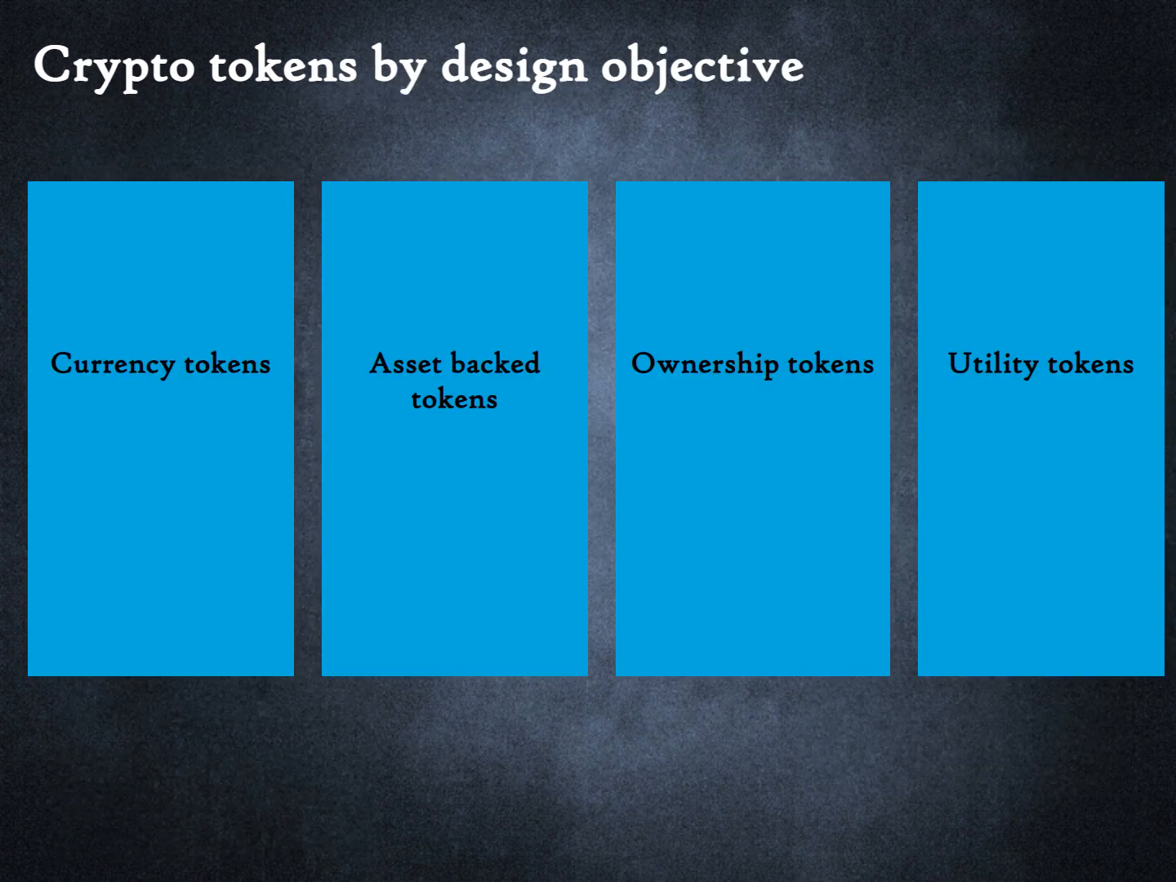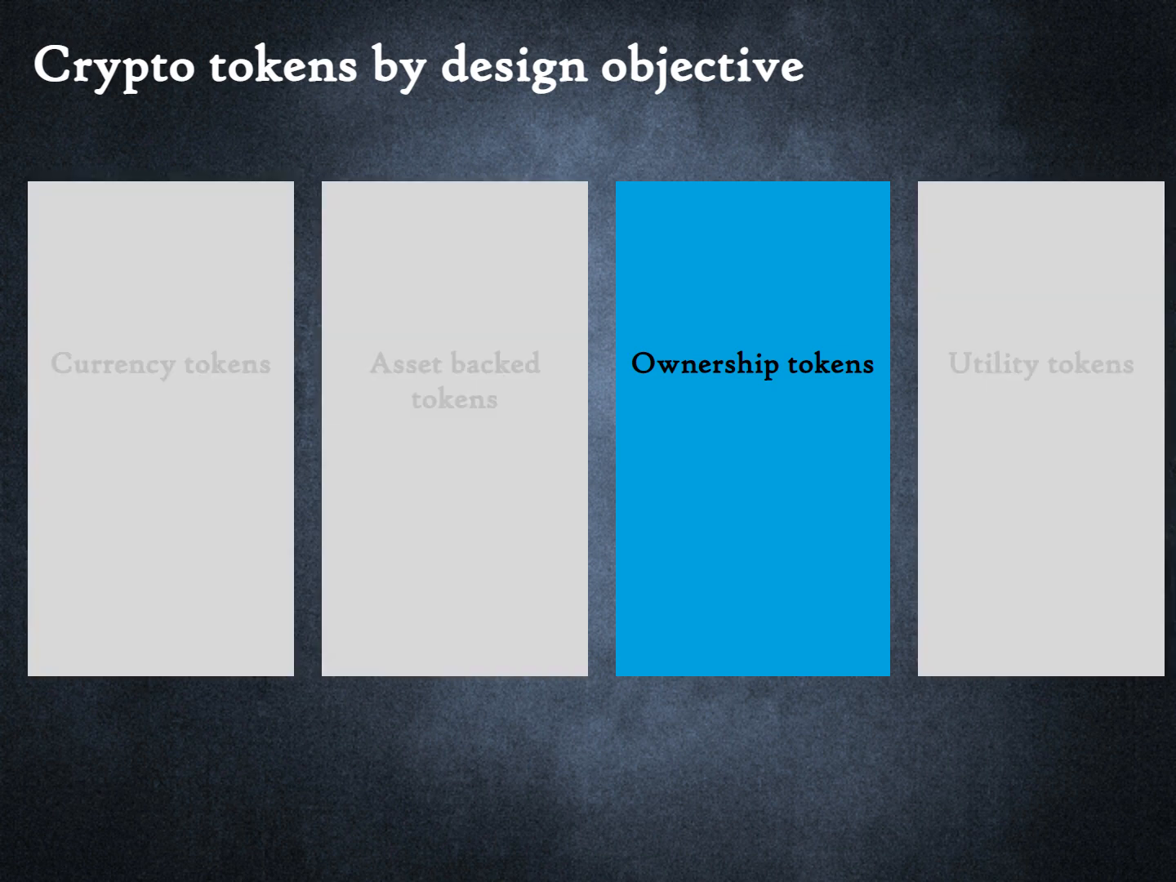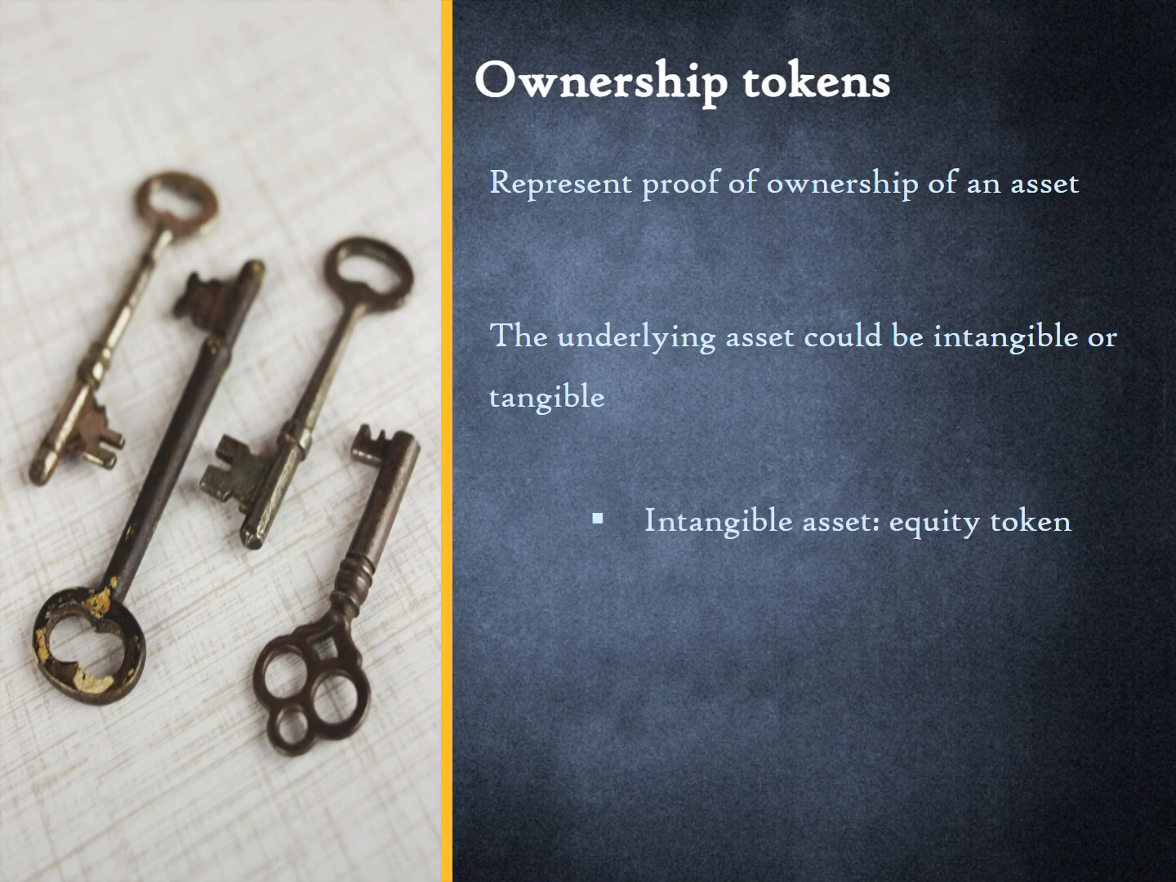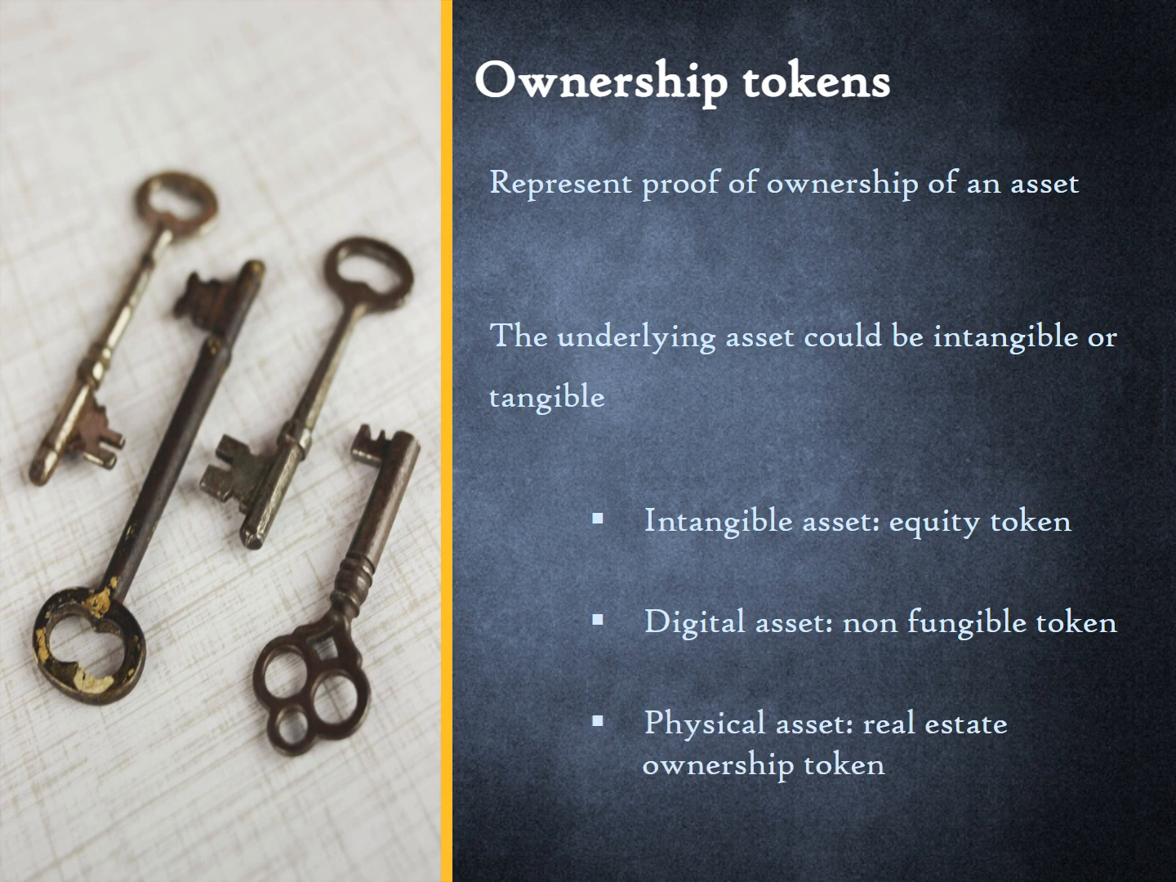Let us go back to our thread on the crypto token purpose categories. So far, we have covered cryptocurrencies and asset-backed tokens. In this lesson, we will cover ownership tokens. Ownership tokens represent proof of ownership of an asset. The underlying asset could be intangible or tangible. Examples of token conferring ownership of an intangible asset is an equity token that confers ownership rights on the earnings of the company issuing the token. An NFT confers ownership rights on an intangible digital asset like a painting. In theory, a token can also represent full or partial ownership of a physical asset like real estate.